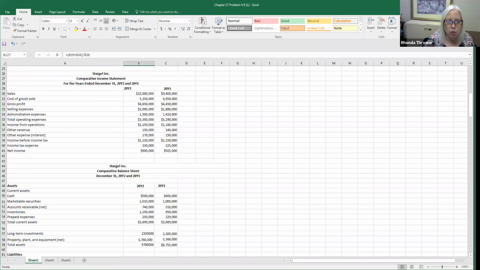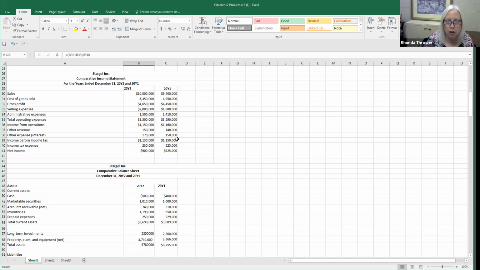So I'm going to scroll back up to the top where we have the comparative income statement. The income before income tax is on line 39. So we're going to take the income before income tax, which was $1,130,000. We're going to add back our interest expense, which was $170,000. And when we get that total, we're going to divide it by the interest expense of $170,000. So that will give us the number of times the interest has been earned.